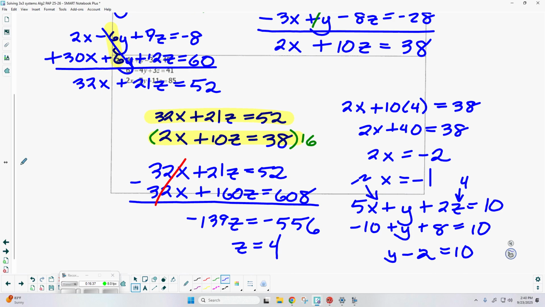Oh, I even wrote it there. Yeah, so I got a negative 10 here. So that's a plus 2. Why did I do that? Oh, daggone. Okay.